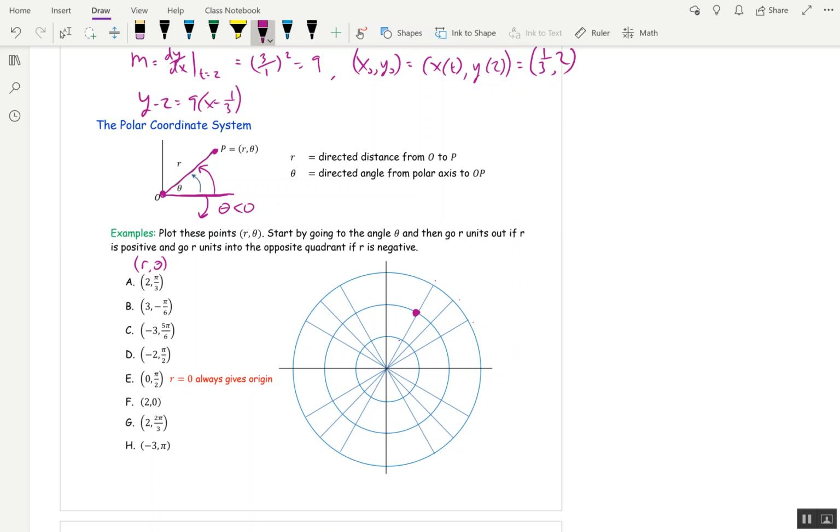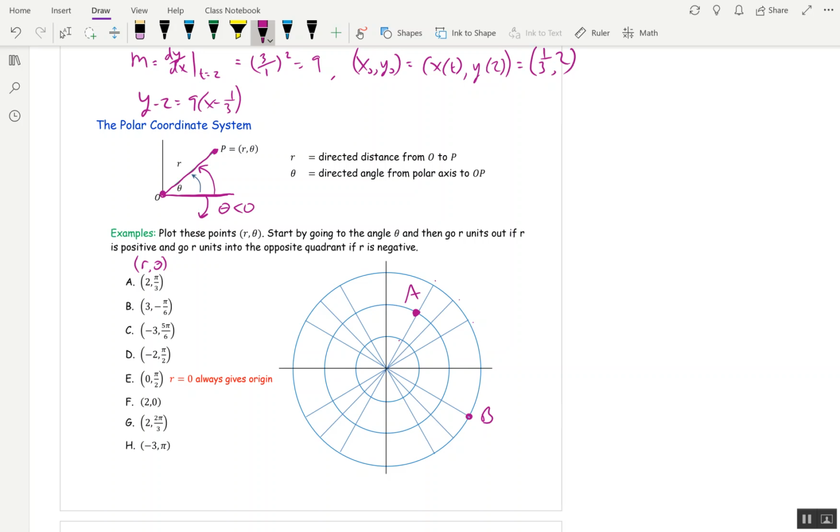All right, for the next one, theta is negative pi over 6, so I go down here to negative pi over 6, that's this angle, and I go 3 units out. Oh, I wanted to label this. So this is A, and then 3 units out, that puts B right there.